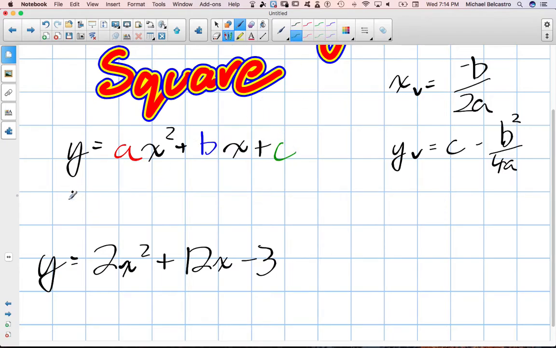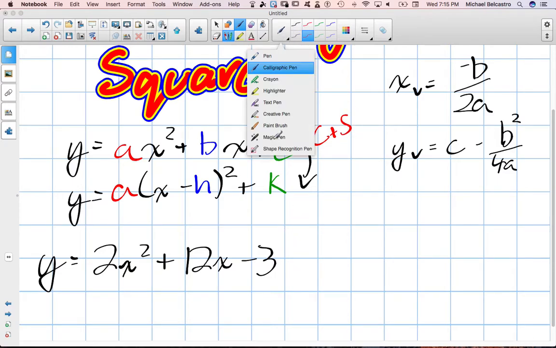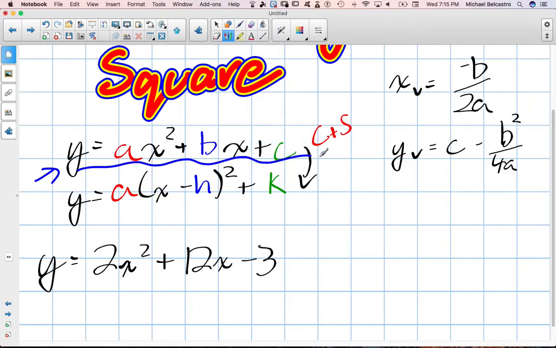And we're going to change it to what's known as vertex form, which is a times (x minus h) squared plus k. Okay, so we're essentially going from this to this. So we'll call it completing the square. The very first step is to ensure that our question is originally in what is known as the standard form. And like we said, we're moving to vertex.